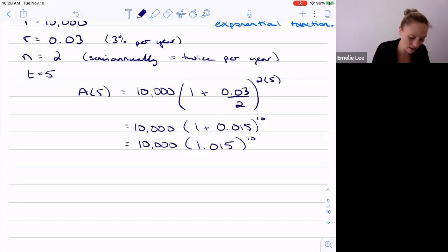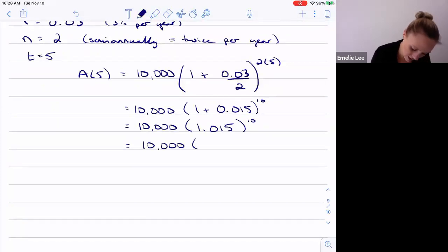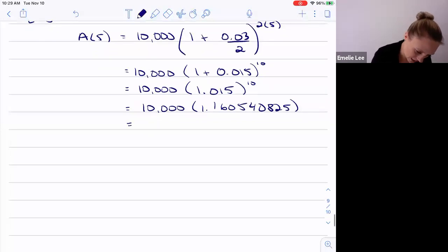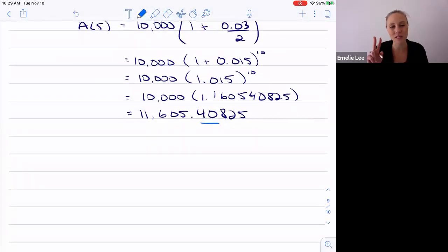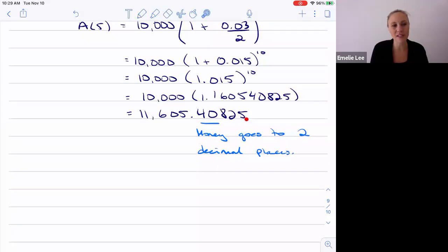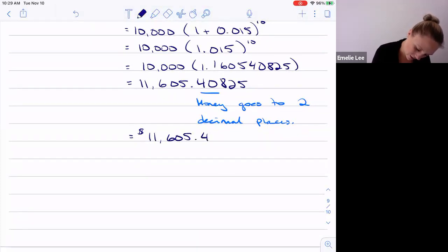1.015 to the power of 10. I get 10,000 times 1.160540825. So now multiply that by 10,000. I get 11,605.40825. If you remember, we can only have 2 decimal places for money, right? So money goes to 2 decimal places. I'd rather see all the decimals than too few, right? So what we get here is, after 5 years, I would have 11,605 and 41 cents.